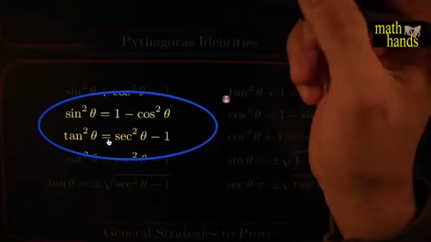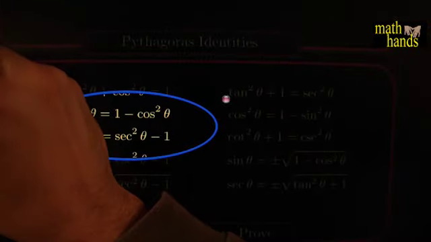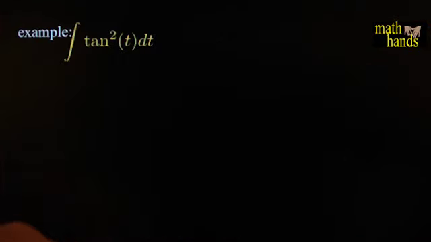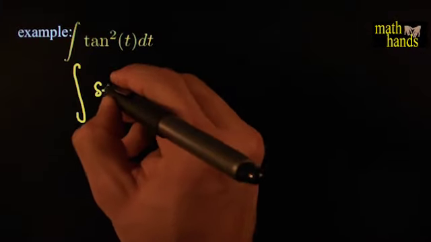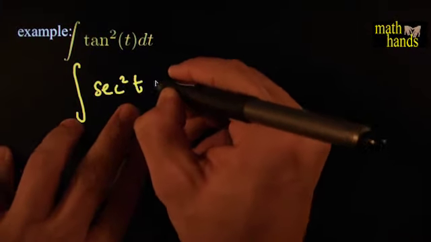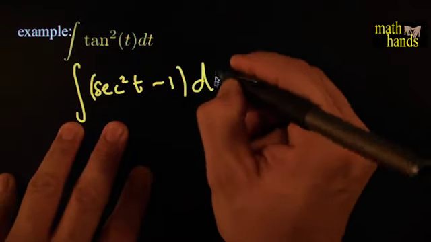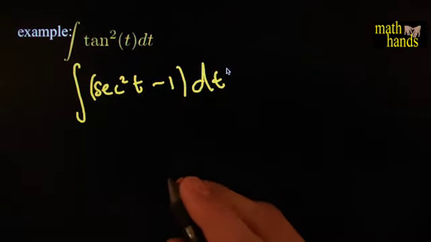That's the exchange rate right there. So I'm going to go back up here and do it. Every tangent square can be exchanged for a secant square t minus 1. Now how's that going to help you? Now you've got another problem. You've got a secant square.